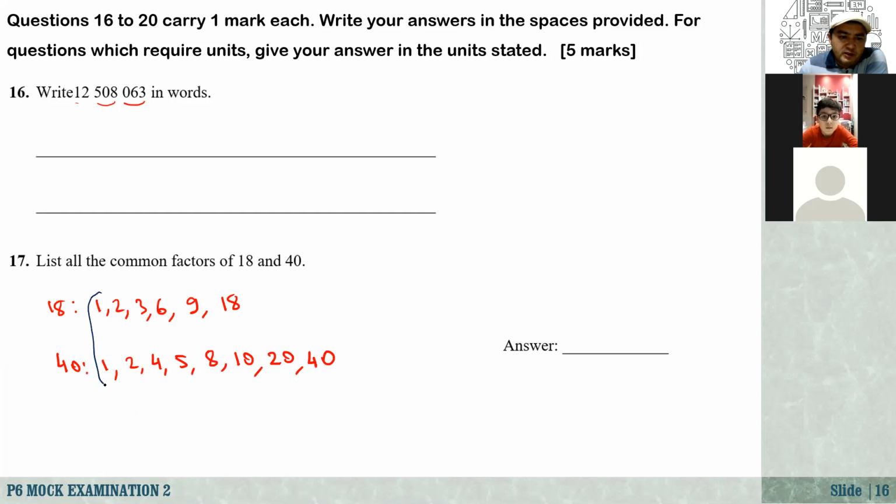Now we are asked for the common factors, right? As you see here, 1 is a common factor. Actually, 1 is a factor of every number, so 1 is always a common factor. And also 2. But do we have any other common factor? We don't, right? So 18 and 40 have only 2 common factors. What are those numbers? 1 and 2.